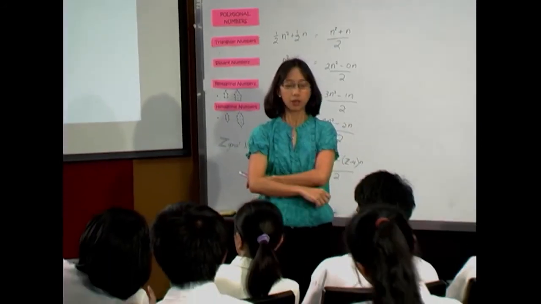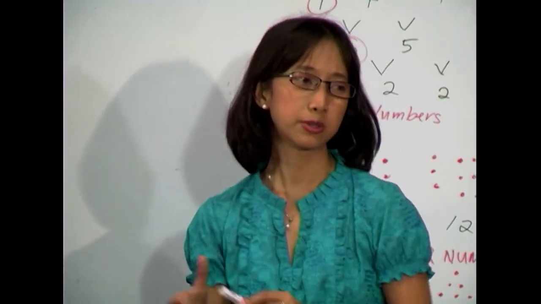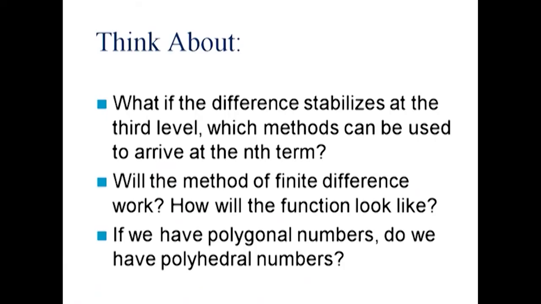All right? So, for your assignment, I want you to think over these questions. What if the difference stabilizes at the third level? Which methods can be used to arrive at the nth term? Of course, we will use trial and error. Can we use the formula for arithmetic sequence? Not anymore, okay? What other methods did we use? Visualization, yes. Can we draw squares or dots there? And will the method of finite difference work? Do you think it will work?